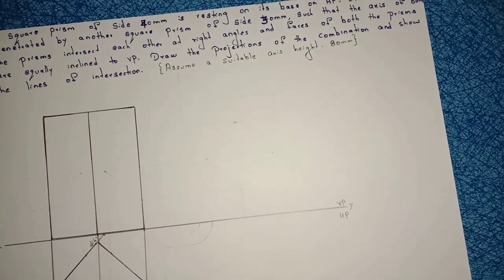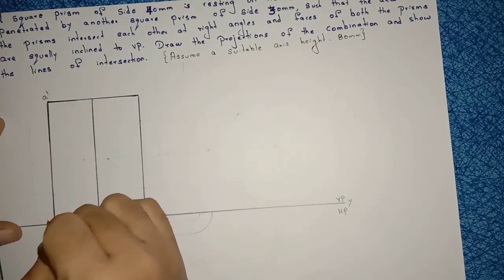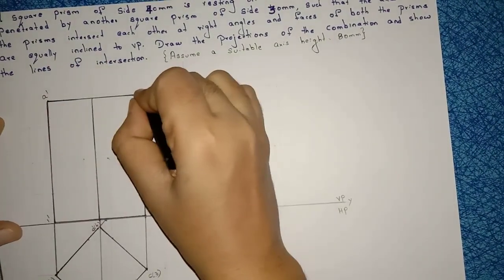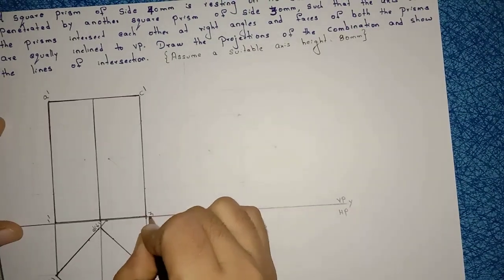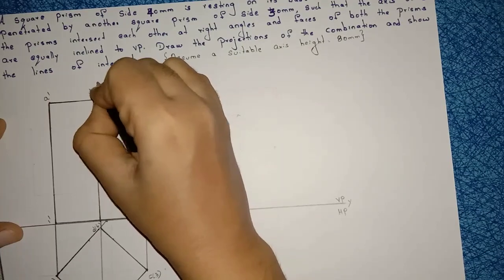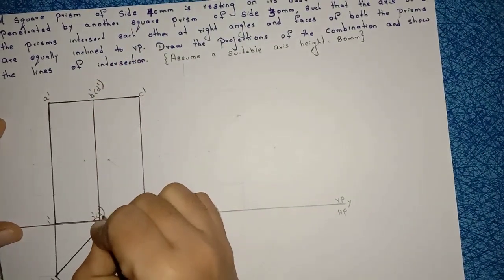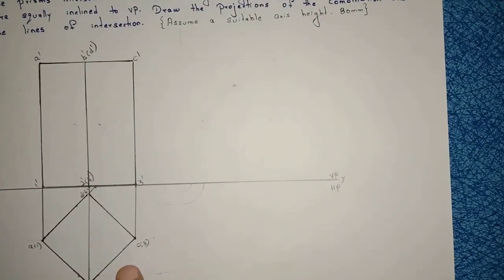Now mark the points for this prism. So we are projecting here a of 1, so write down here a dash 1 dash. This is c of 3, c dash 3 dash, b of 2, d of 4, b dash 2 dash, d dash 4 dash. Right, so this is your front view and top view.